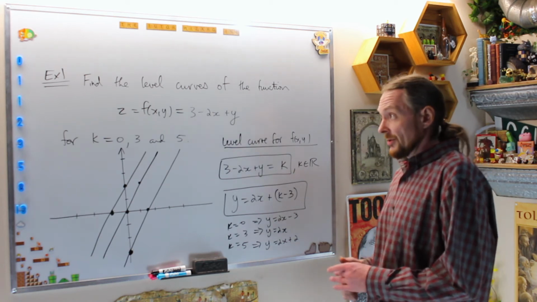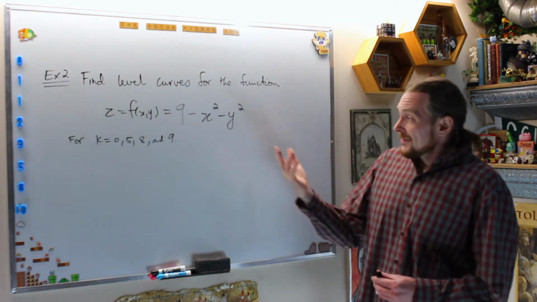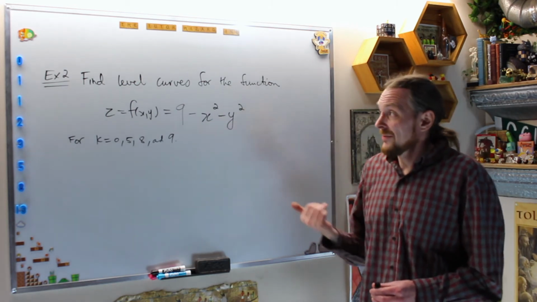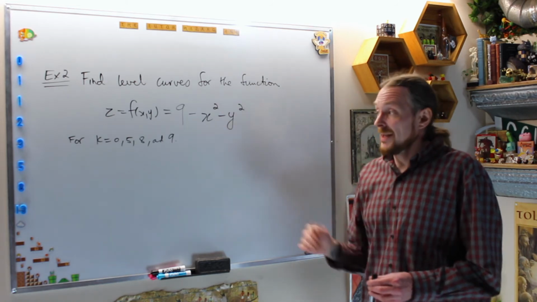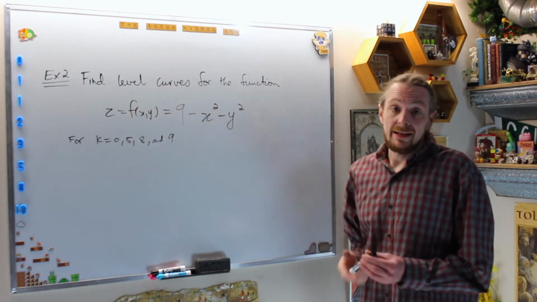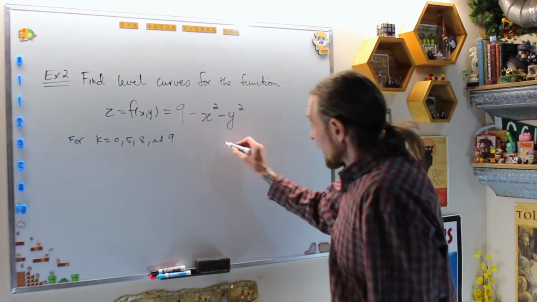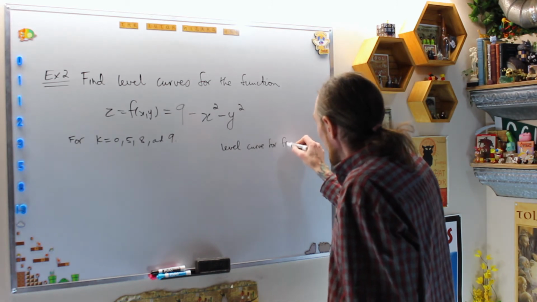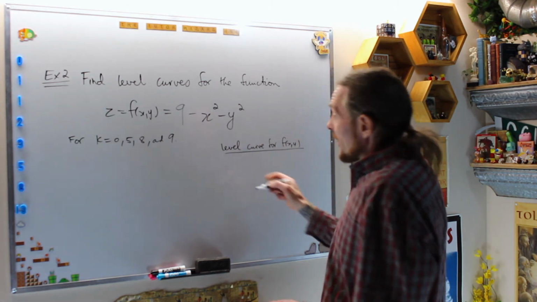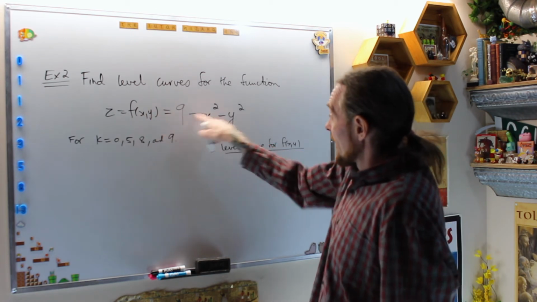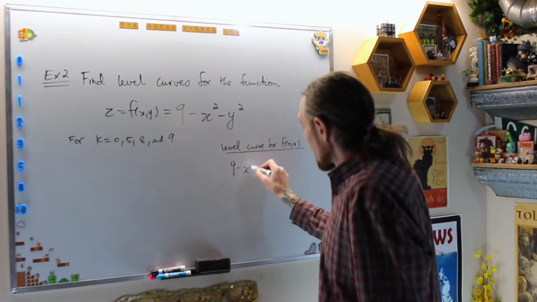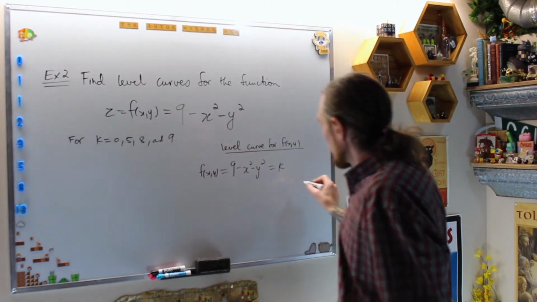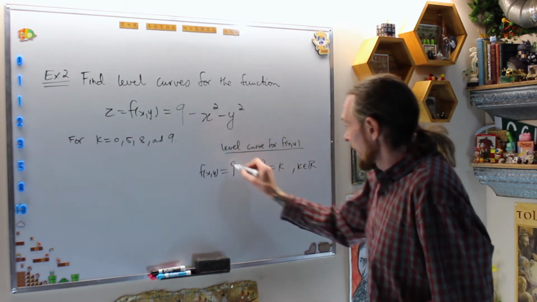Good. Next question. Example 2 gives us another function of 2 variables, 9 minus x squared minus y squared, and it wants us to find the level curves for this function for values k equals 0, 5, 8, and 9. Again, what is the level curve? I write this down for myself, and you should too. A level curve for f of x, y is any curve which is this equals k. So 9 minus x squared minus y squared equals k. That's f of x, y, where k is any real number. This is what we're looking at.